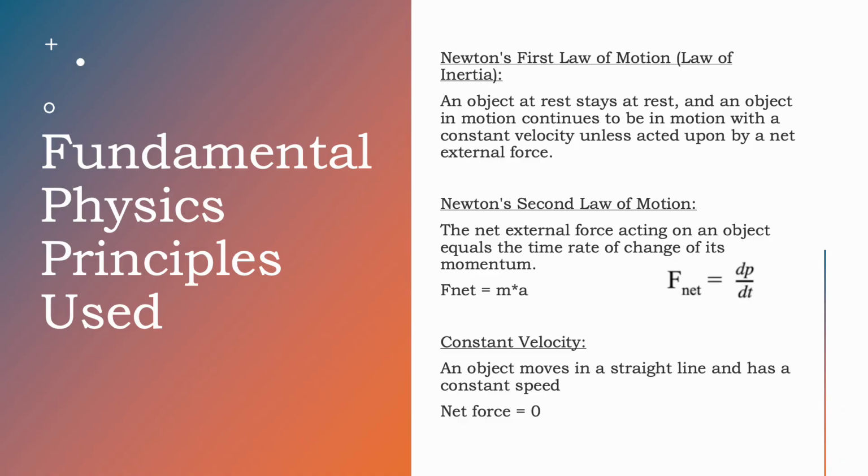This lab is based on Newton's first and second laws of motion, along with the concept of constant velocity. Newton's first law, also known as the law of inertia, states that an object at rest stays at rest, and an object in motion continues to move with a constant velocity unless acted upon by a net external force. Newton's second law states that the net external force acting on an object equals the time rate of change of its momentum. In the case of constant mass, this simplifies to F net equals m times a.